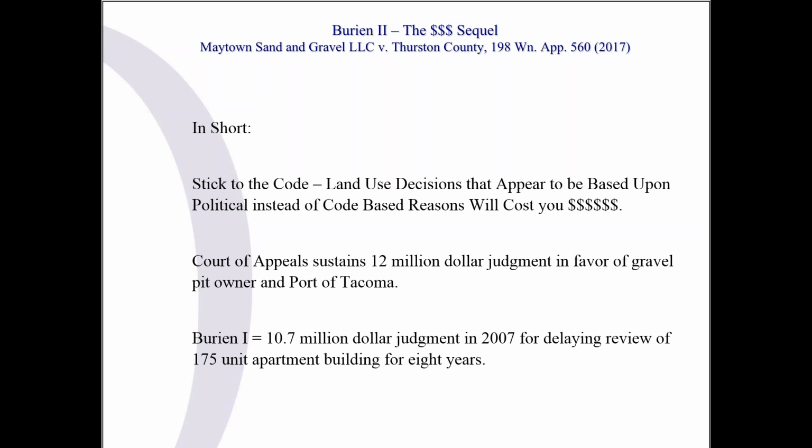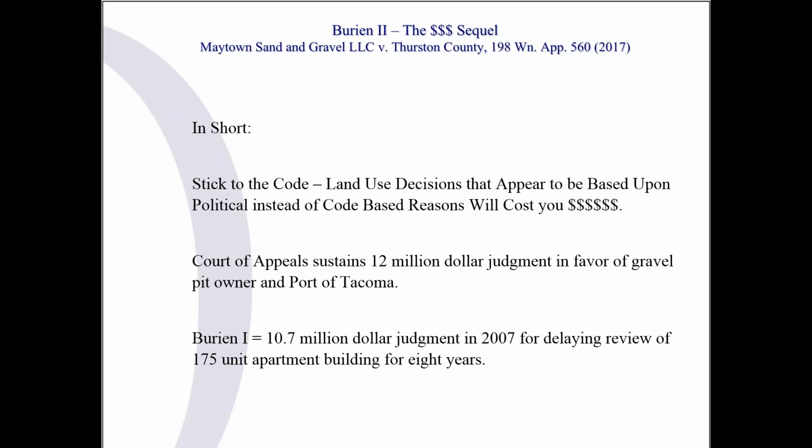And because of those delays, and because it appeared, to the jury anyway, that it was done for political reasons as opposed to reasons based on the code, they found some tort liability, and they issued that $10.7 million judgment.